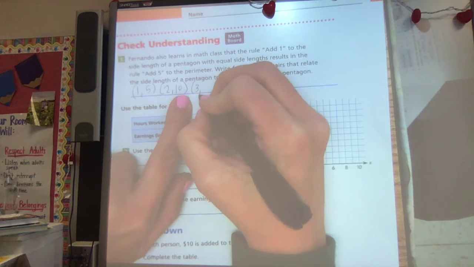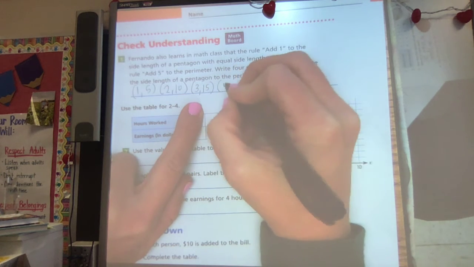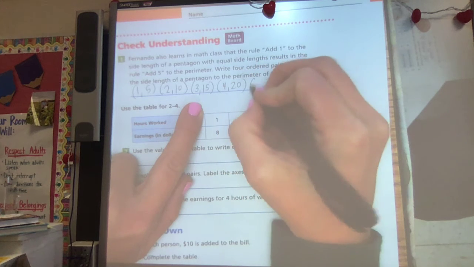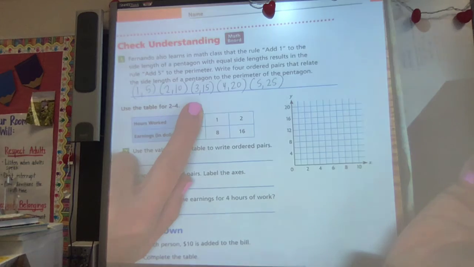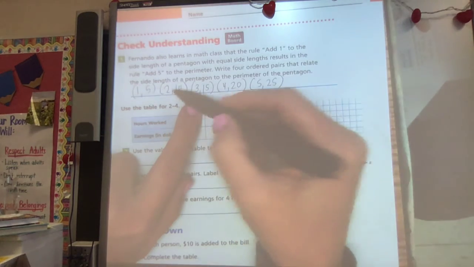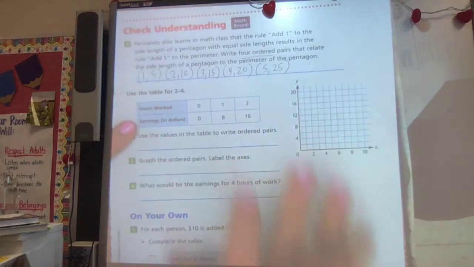Add 1, add 5. Add 1, add 5. Add 1, add 5. 1, 2, 3, 4, 5. It said write 4 ordered pairs. We wrote 5. That's no problem.